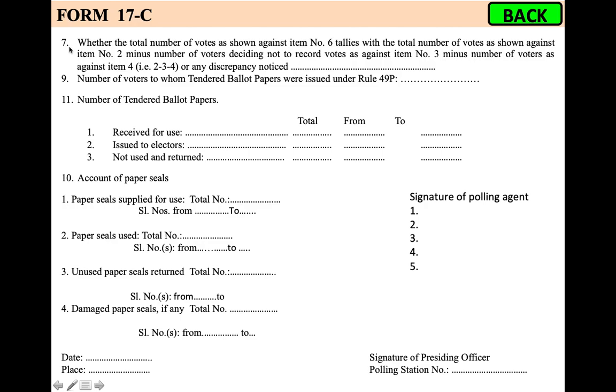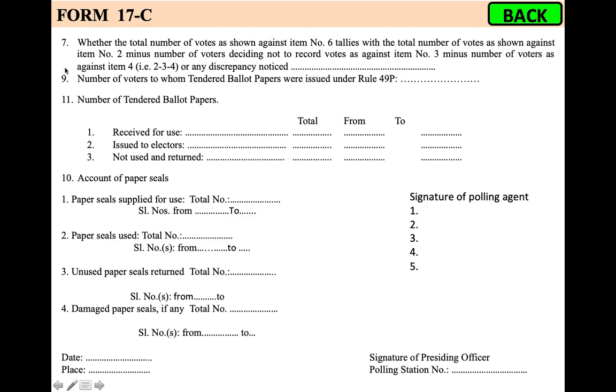So in point number 7, you don't have to enter any numerical digit or numerical units. What you have to enter is yes or no, and the answer, of course, is yes, but first you have to tally it just to cross check.